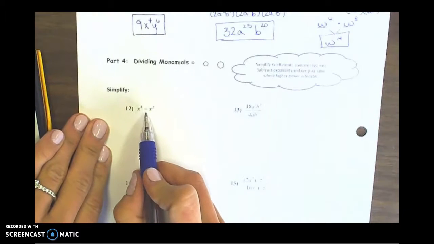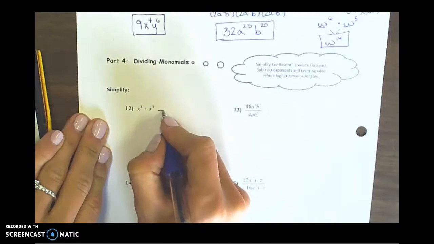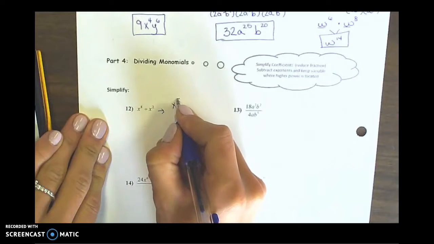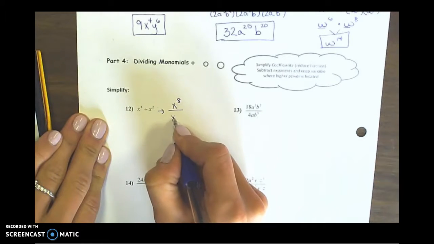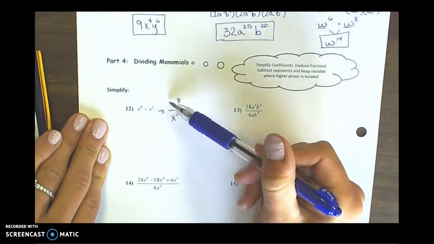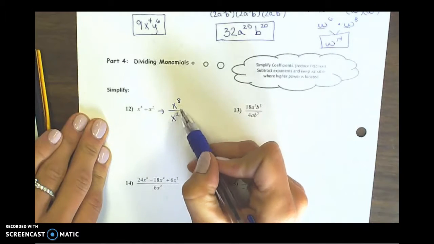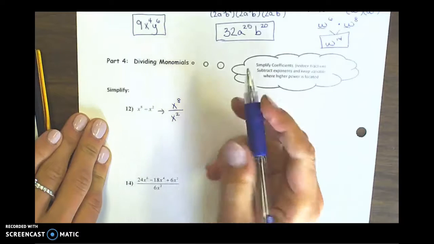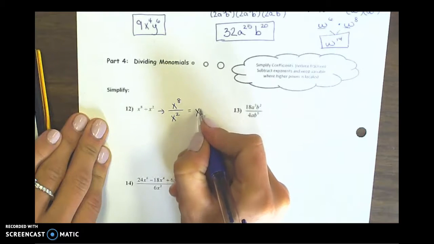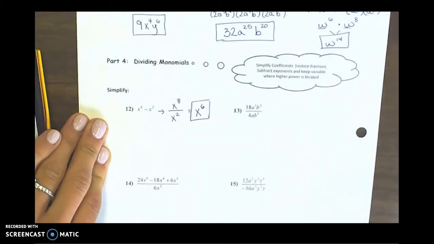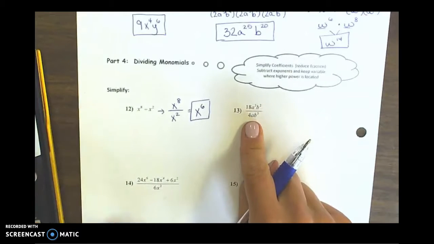So x to the 8 divided by x squared. I'm going to rewrite this as a fraction: x to the 8 over x squared. The coefficients are both 1s, so that stays 1. X to the 8, x squared, so we subtract. 8 minus 2 is x to the 6. And we've got it. All right, let's go to the next one.